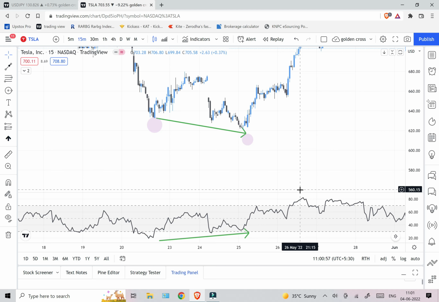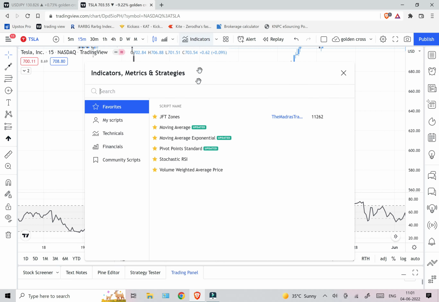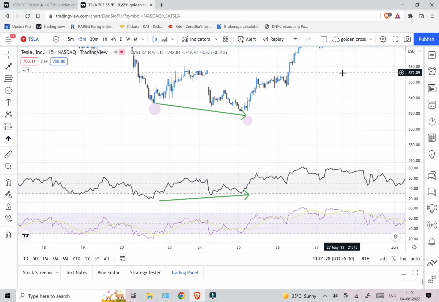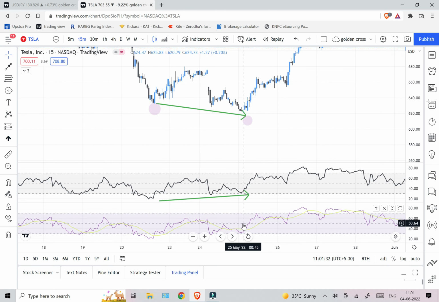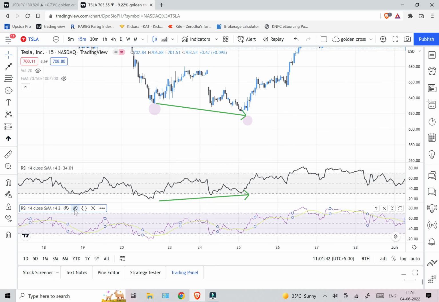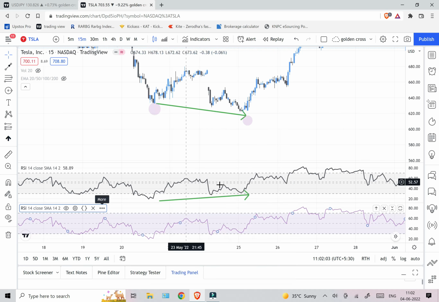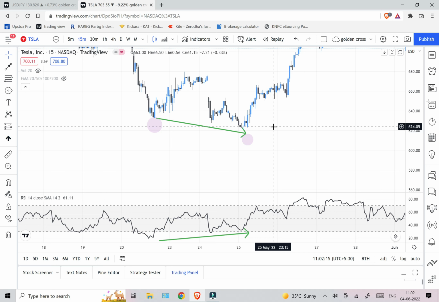So the first thing that you need to do is go to indicators. Over here in search, type in RSI, Relative Strength Index. Click on it. Now this kind of indicator will open. Go over here in settings. These three, turn it off. For me, I have already made it, so I'll cancel this. First thing that we are going to see is positive divergence.